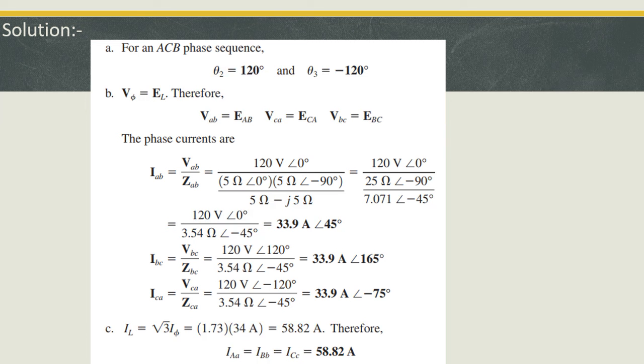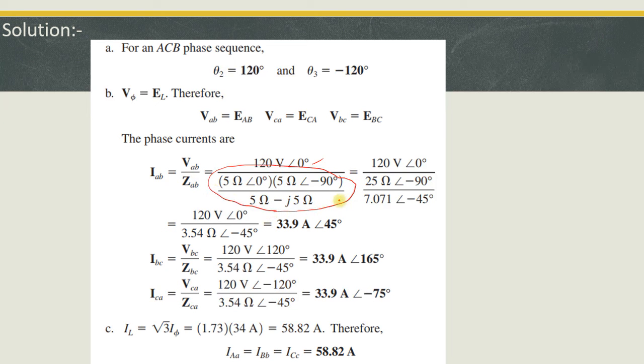So we know that it is a delta connected system, so the line voltages are equal to the phase voltages. So VAB is equal to EAB, VCA equal to ECA and VBC equal to capital EBC. We know that the current I equals V divided by impedance Z. So here the line voltages are equal to the phase voltages, so I take the phase voltages here. And similarly here the resistance and capacitive reactance are connected in parallel, so the combination is represented by this Z.